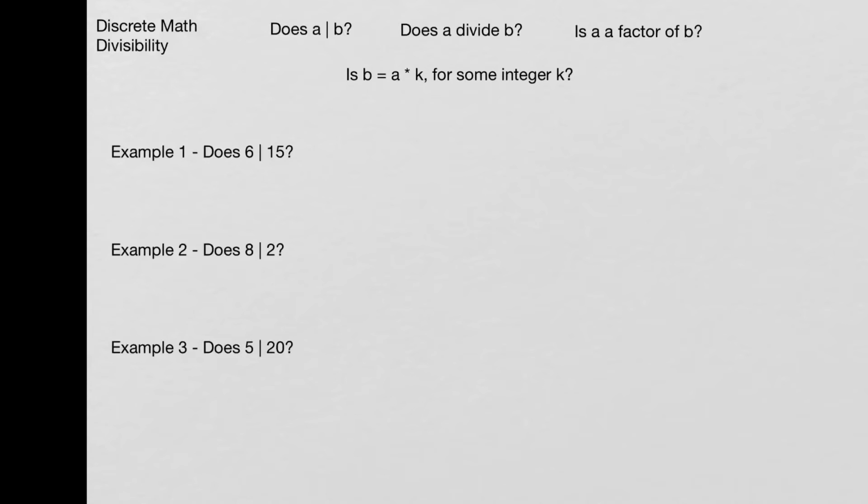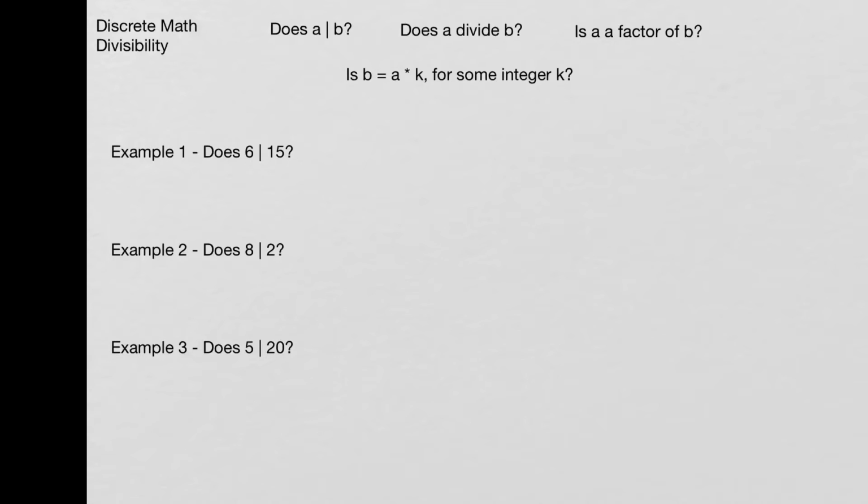We can also say, is A a factor of B? Another way of saying this is, is B equal to A times K for some integer K? This is very often what you want to use in order to determine if A divides B. So let's take a look at a couple of examples. Example 1 asks, does 6 divide 15?